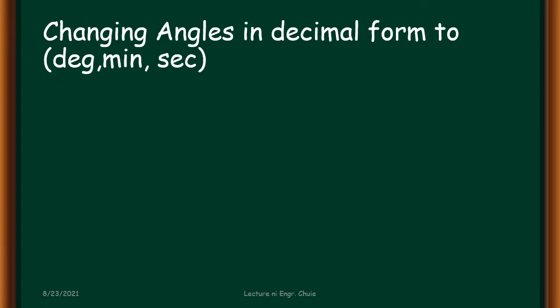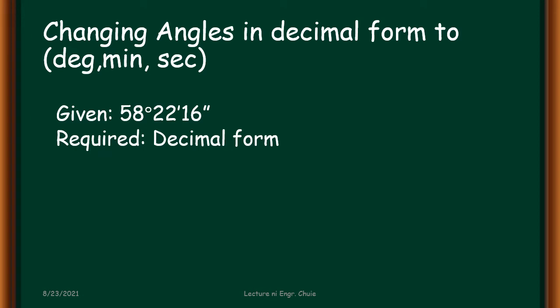Okay. So if we are going to change the angles in decimal form to degree minutes seconds format. For example, given meron tayong 58 degrees, 22 minutes, and 16 seconds na angle measure. Then, we need to convert this one in decimal format. Paano ba yan magiging decimal format? So, required natin is to change this one into a decimal format. So, ito yung magiging ating solution.